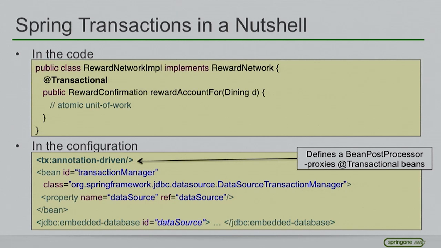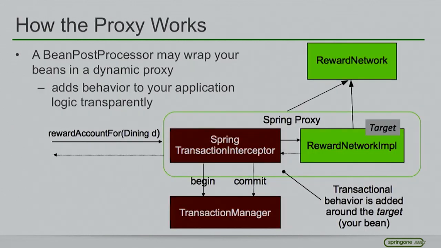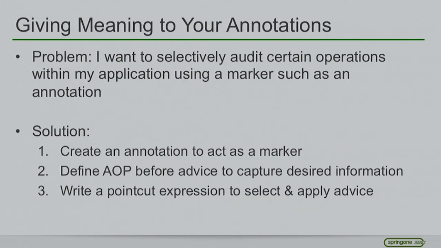So when you do tx:annotation-driven, basically it's a bunch of AOP functionality behind the scenes that weaves that up for you. It essentially looks for methods annotated with @Transactional. This is, again, the proxy, but we've already kind of looked at that mechanism. So let me quickly get to what I call giving meaning to annotations. You guys all know that annotations do what in Java code?